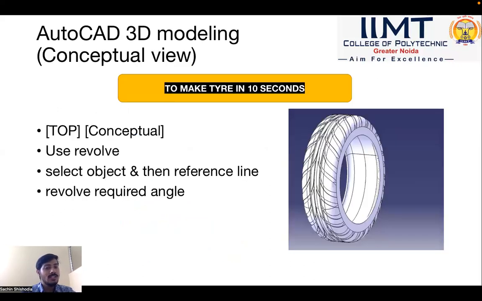Next is 3D modeling. I will cover the basics in the coming parts. To make a tire in 10 seconds, this is the homework for you also. In 3D modeling, we select the top or conceptual view, use the revolve command, select the object, then the reference line, and then revolve to whichever angle you want.